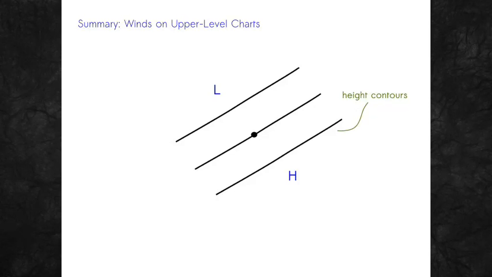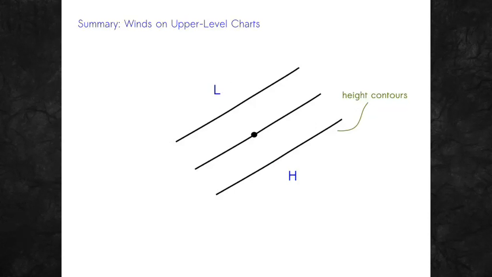And let's suppose that we've got an upper level chart like the one shown here. And remember, when we're dealing with an upper level chart, what we're showing are contours of height on that chart. So these lines here are the contours of the height. And so in this specific case, we've got higher heights down here to the southeast, and we've got lower heights up here to the northwest.